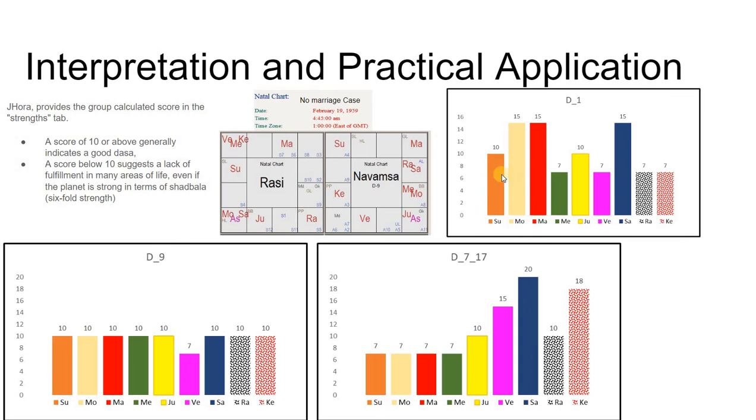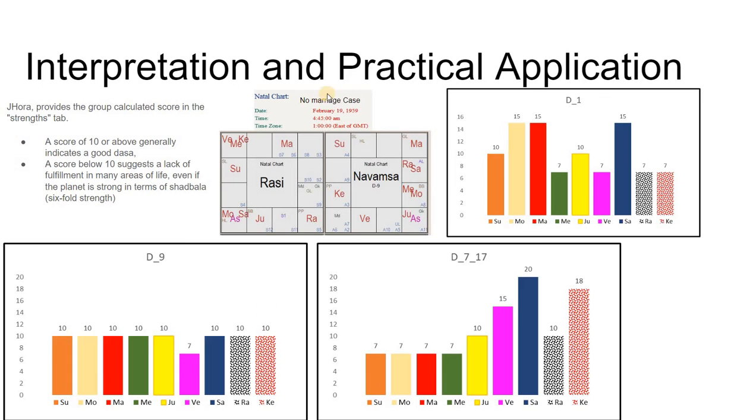So here I put some example chart. For D1 I have separately plotted, D9 I have separately plotted. Any division you can separately plot in this Excel. And see, here is a very poor fulfillment, because 7 out of 20 is a very poor score for Mercury here, for Venus here, whereas these perform well. Whereas in the Navamsa, all of them perform fairly average.